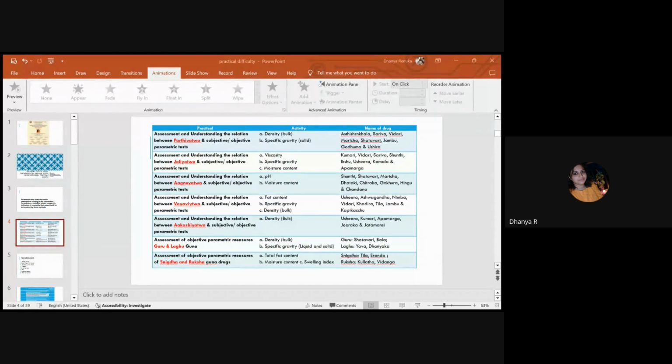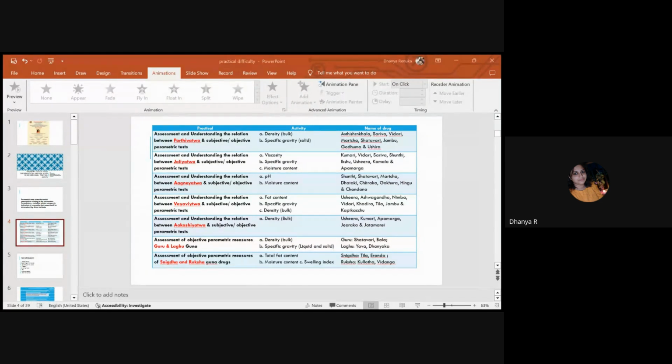Now coming to the experiments, these are the 8 experiments that we have to conduct. So I will be dealing with how to conduct these experiments and how to minimize whatever mistakes we may make in between conducting these experiments.